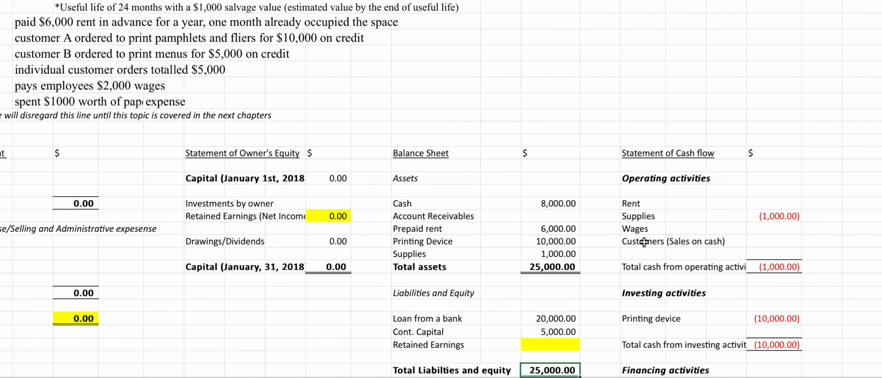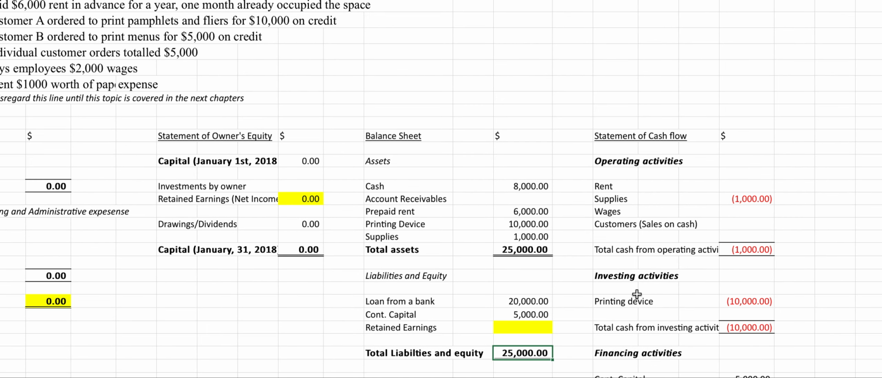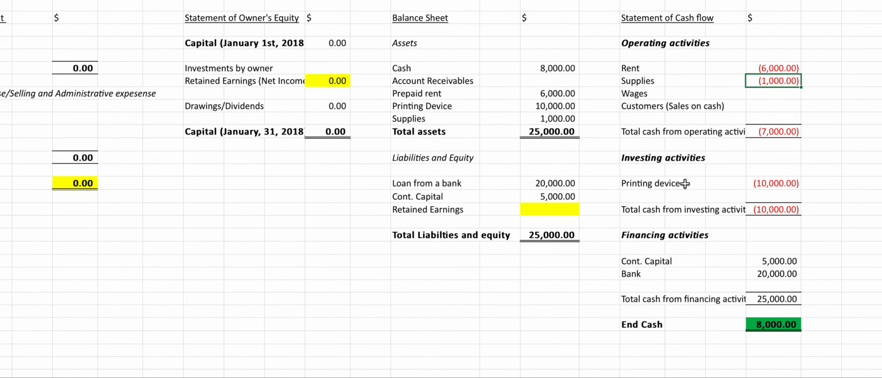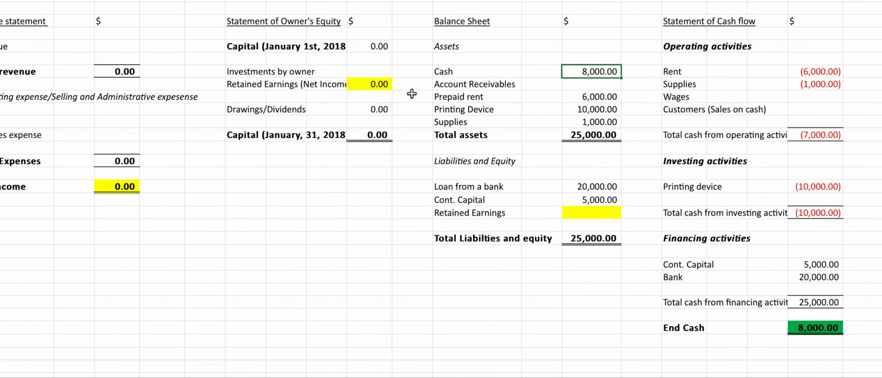And immediately we can record the statement of cash flow. We had an outflow of cash, that is in operating activities, and specifically for rent. So that's going to be an outflow of 6,000, minus 6,000 again, and cash is equal to the cash in the balance sheet.